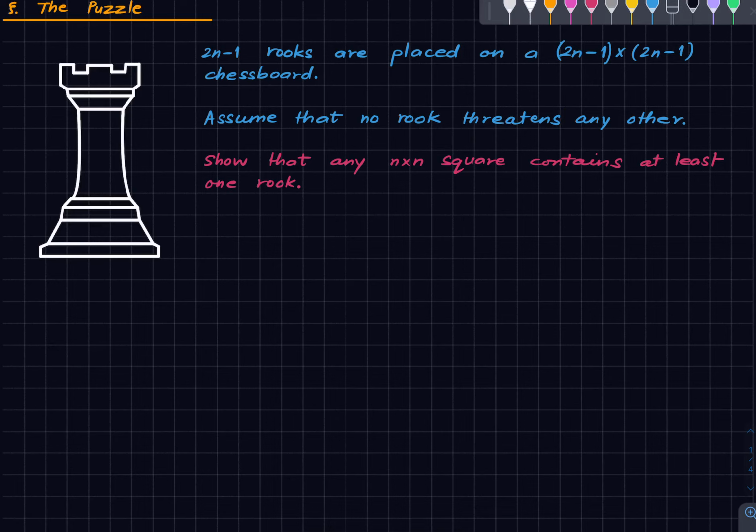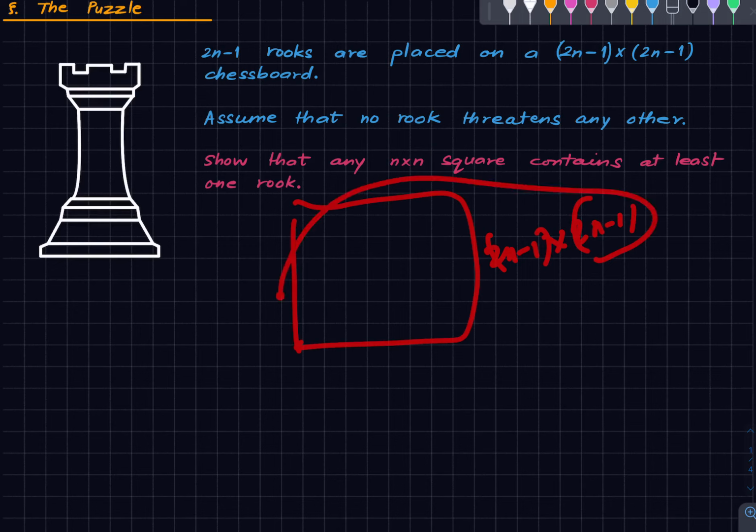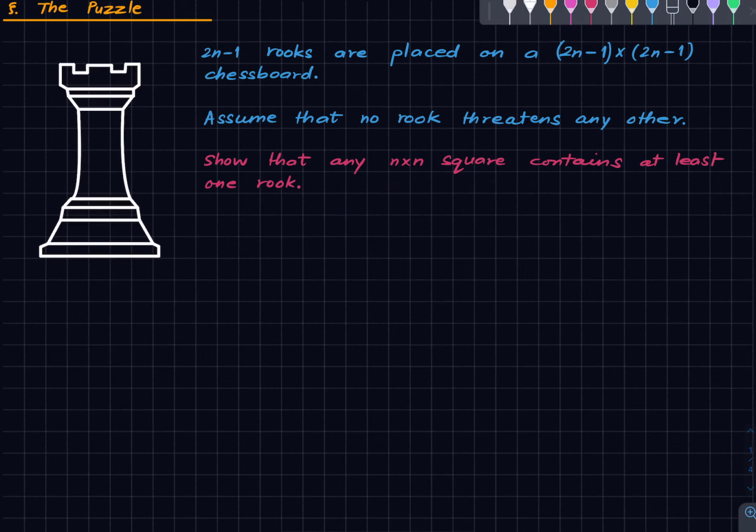We want to show that any n cross n square contains at least one rook. So under this constraint, it must happen that any n cross n square in the big 2n-1 cross 2n-1 chessboard must contain at least one rook. So that's very interesting. And as usual, you're encouraged to pause the video before we look at what I'm going to discuss. And now let us continue.